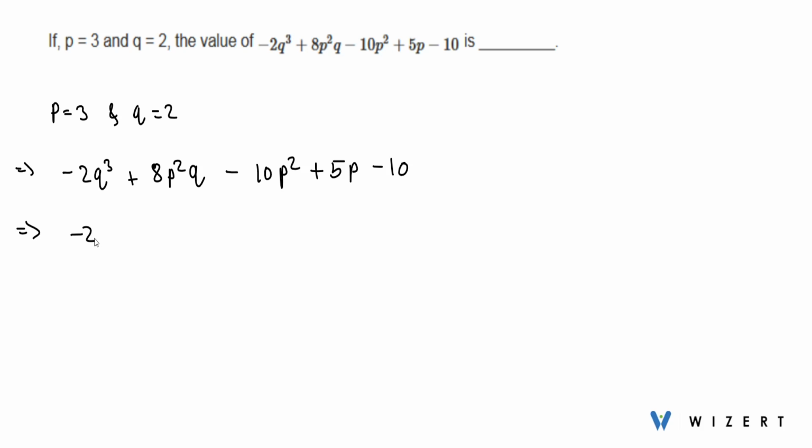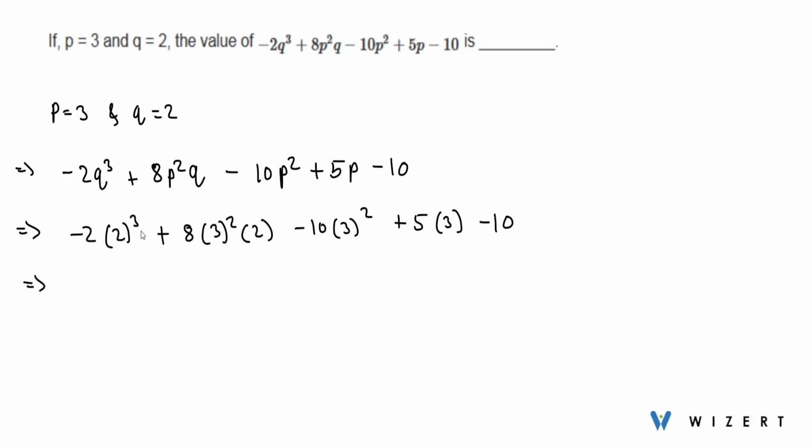So we will have minus 2 multiplied by q cube, that is 2 raised to the power 3. Then we have plus 8 multiplied by p square, which is 3 square, multiplied by q, which is 2, minus 10 multiplied by p square, which is 3 square, plus 5 multiplied by 3 minus 10.